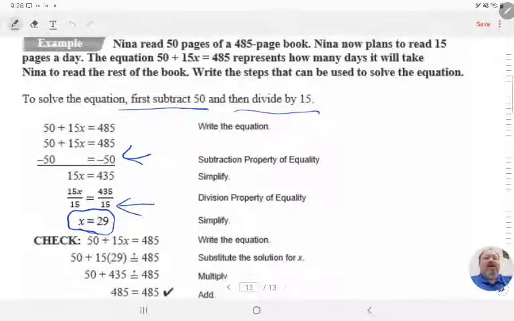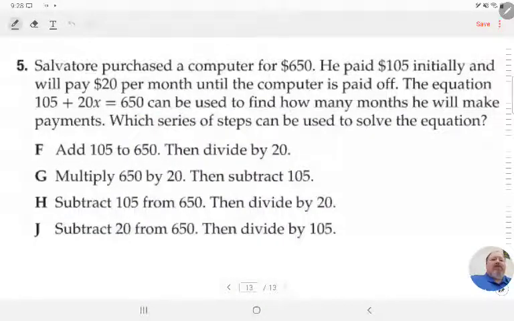All right, so last one. Salvatore purchased a computer for $650. He paid $105 initially and will pay $20 per month until the computer is paid off. So the equation 105 plus 20x equals 650 can be used to find how many months he will make payments. Which series of steps can be used to solve the equation?